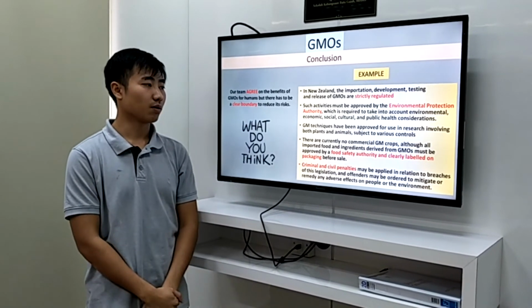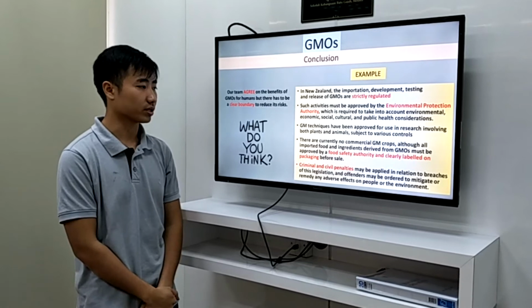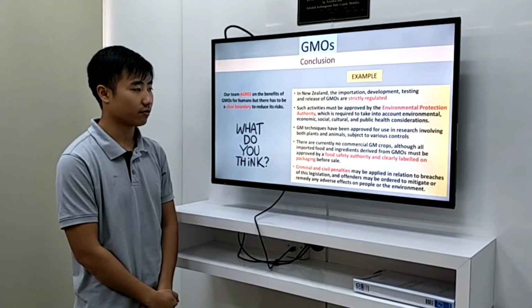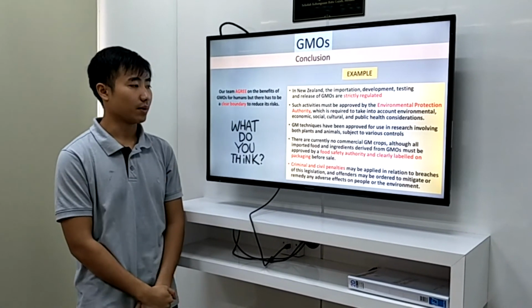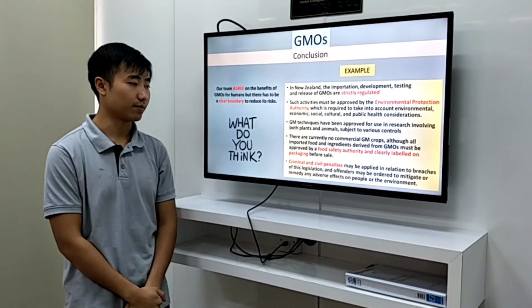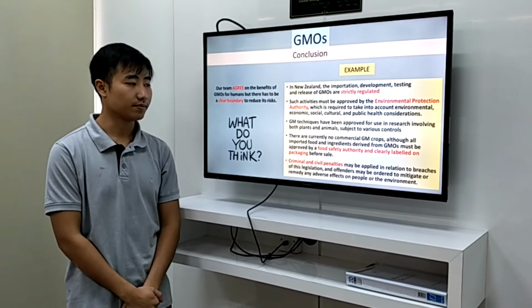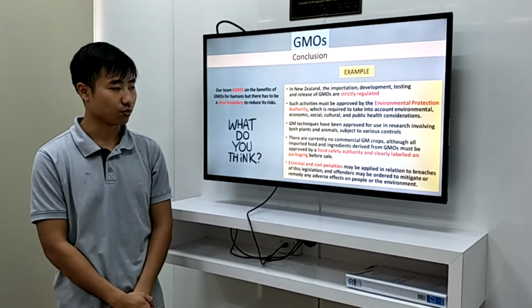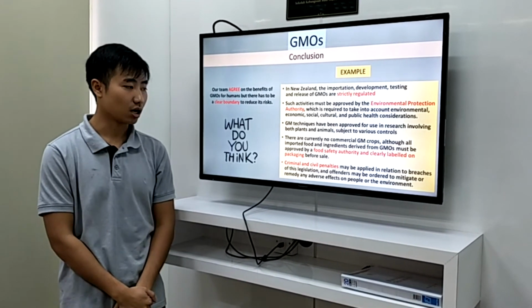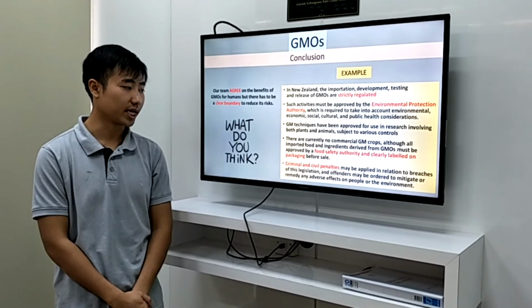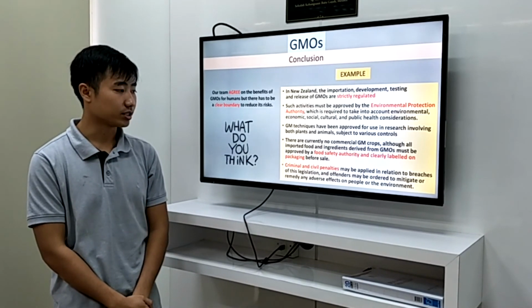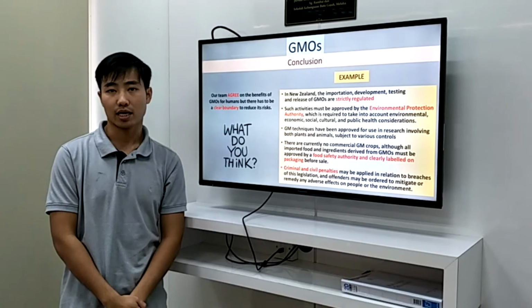There are currently no commercial GM crops, although all imported food and ingredients derived from GMO must be approved by the food safety authorities and clearly labeled on the packaging before sales. Criminal and civil penalties may be applied in relation to breach of these legislations, and offenders may be ordered to mitigate or remedy any adverse effects on humans and the environment.